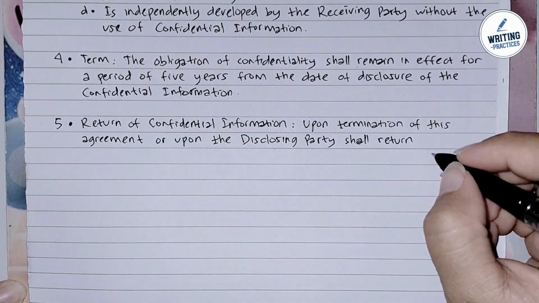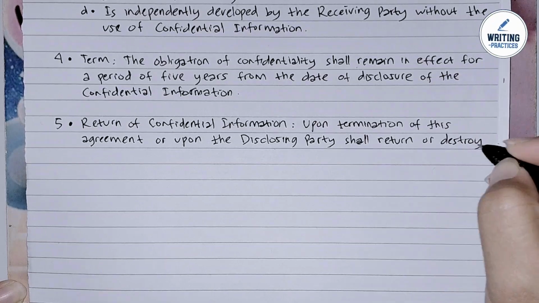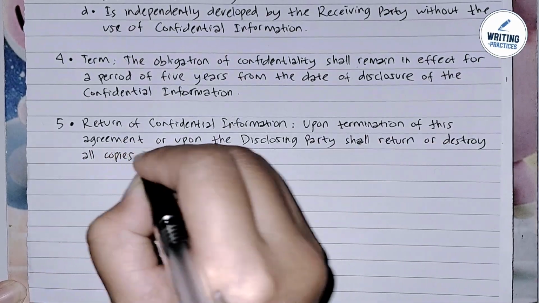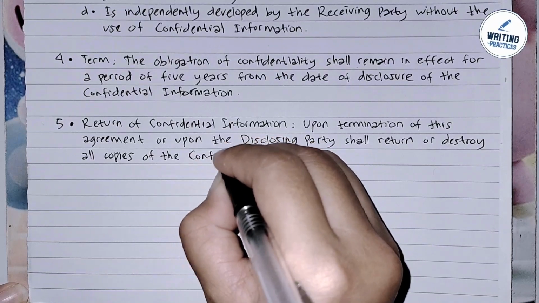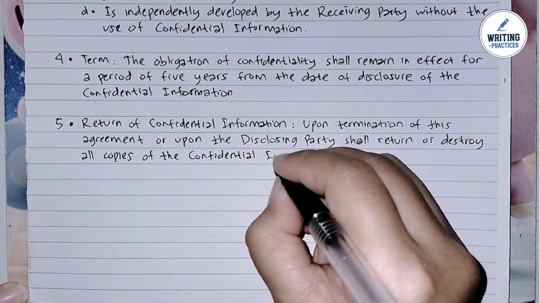5. Return of confidential information. Upon termination of this agreement, or upon the disclosing party's request, the receiving party shall return or destroy all copies of the confidential information.